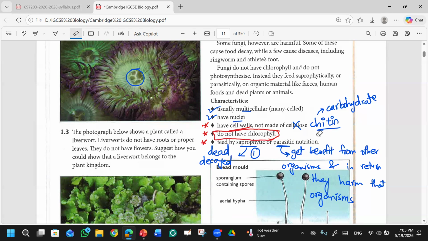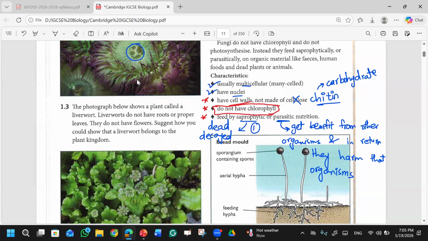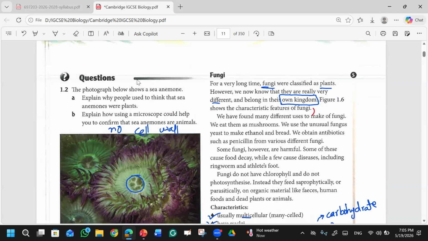And what are saprophytic and parasitic nutrition modes? What are these ways of getting nutrition? Saprophytic is like they eat dead stuff or dead decayed things, like a dead tree. And parasitic is like they harm organisms to benefit from them, to get the food from them, and in return they harm them. That's why we say the fungi are in a separate category. You cannot place them in plants because their cell wall is made up of chitin, their mode of nutrition is different from plants, and they don't have chlorophyll.